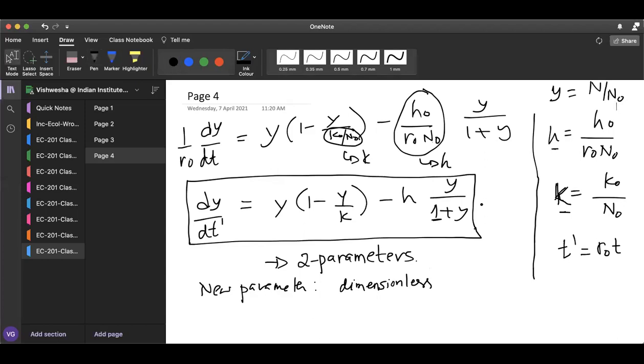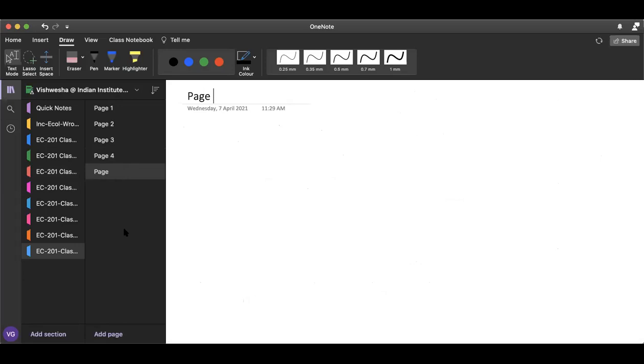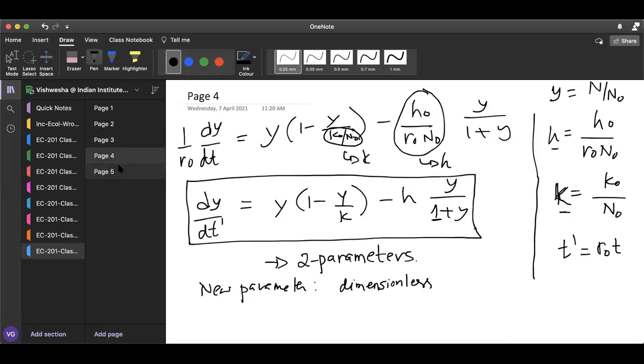So we have this model. Now let's try to analyze this model. Let me add a new page. Now how do we go about this? Always do it graphically because it provides you a good intuition.